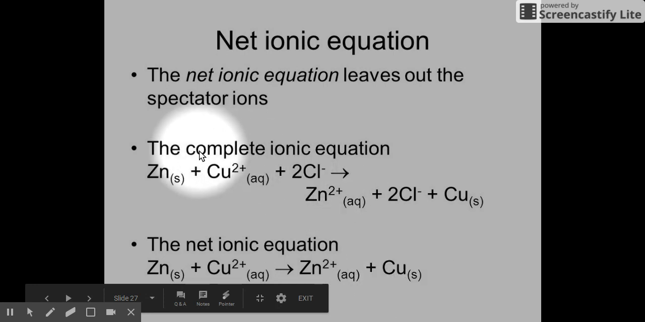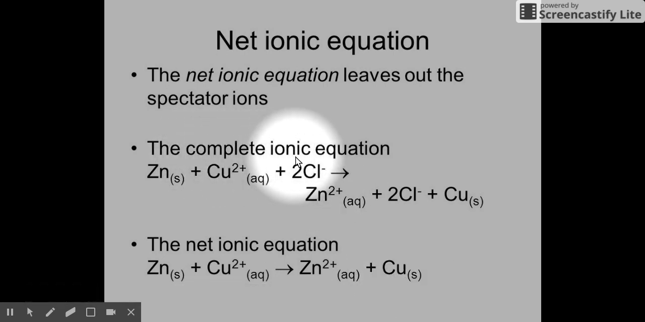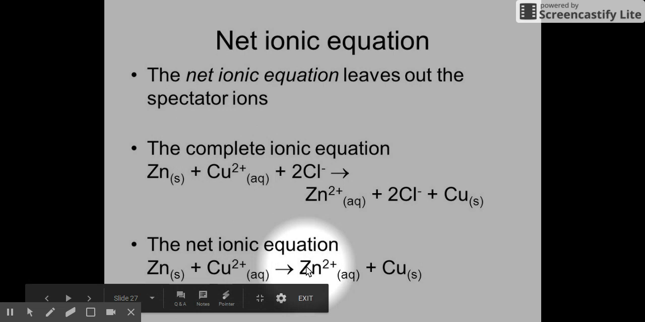So it will just be easy if you're given right away the complete ionic equation. Then you can cancel out and write your net ionic equation.